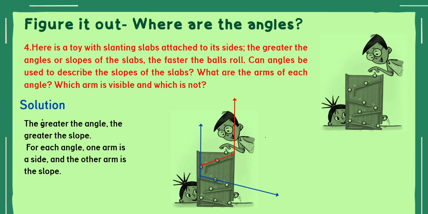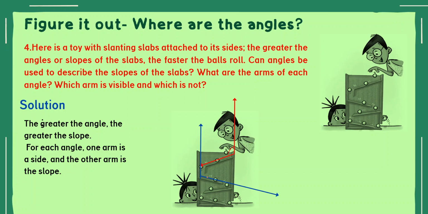Let us see question number 4. Here is a toy with slanting slabs attached to its studs. The greater the angle or the slope of the slabs, the faster the ball rolls. Can angles be used to describe the slopes of the slabs? What are the arms of each angle, and which arm is visible and which is not? Here, in this first case, if we observe, the greater the angle, the greater the slope.